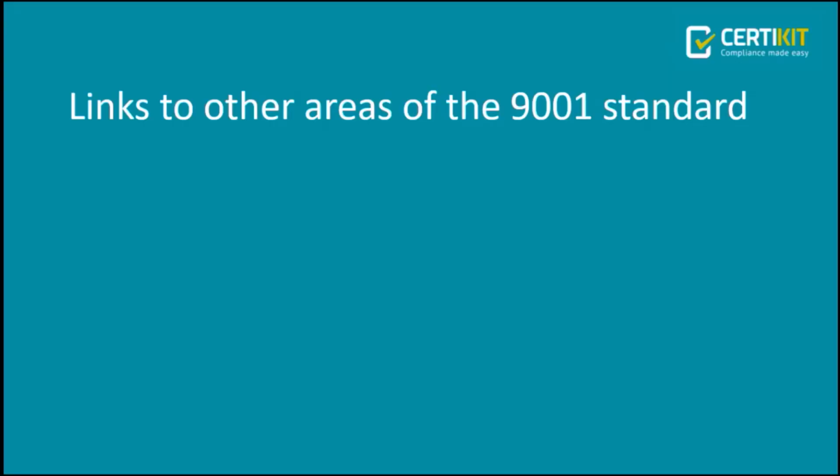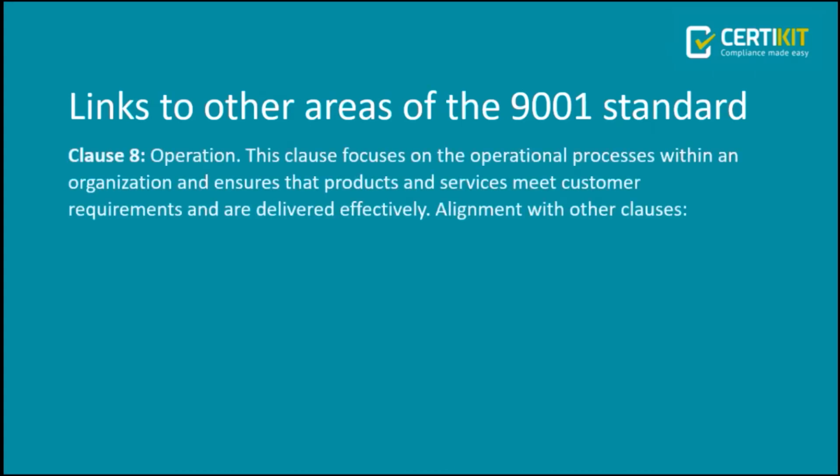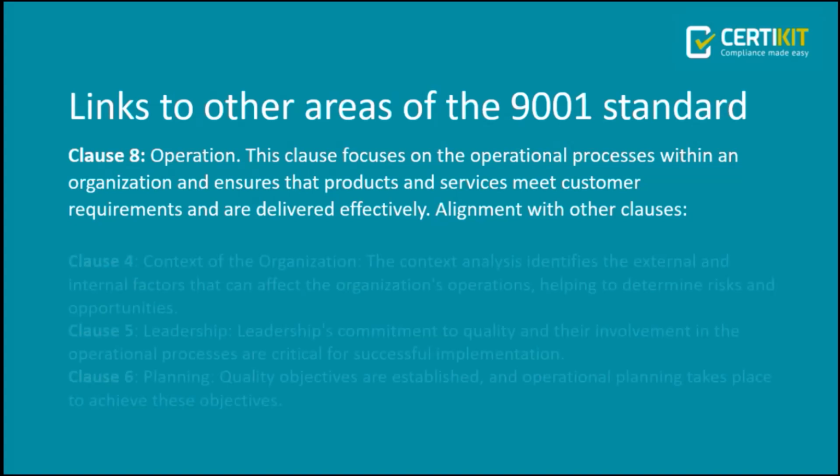Links to other areas in the 9001 standard. So this clause focuses on the operational processes within the organization, as we just said, and ensures that products and services meet the customer's requirements and are delivered effectively. But they have got an alignment with other clauses.